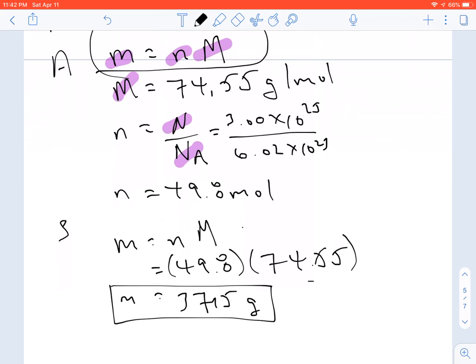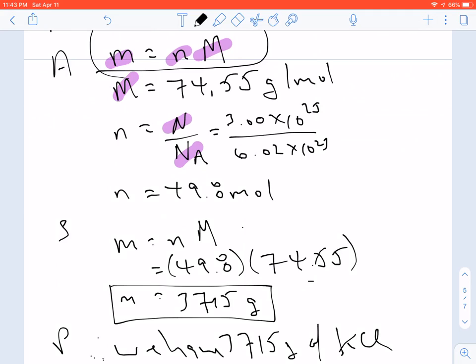All right, so that's it. So the question says if you have 3 times 10 to the 25 molecules of KCl, how much do they weigh? So you've got to go through and say, okay, well, if I know I've got that many molecules, I can calculate the number of moles. Once I know the number of moles, I can say what is the mass of that many moles. So my phrase here, therefore, we have 3,715 grams of KCl.